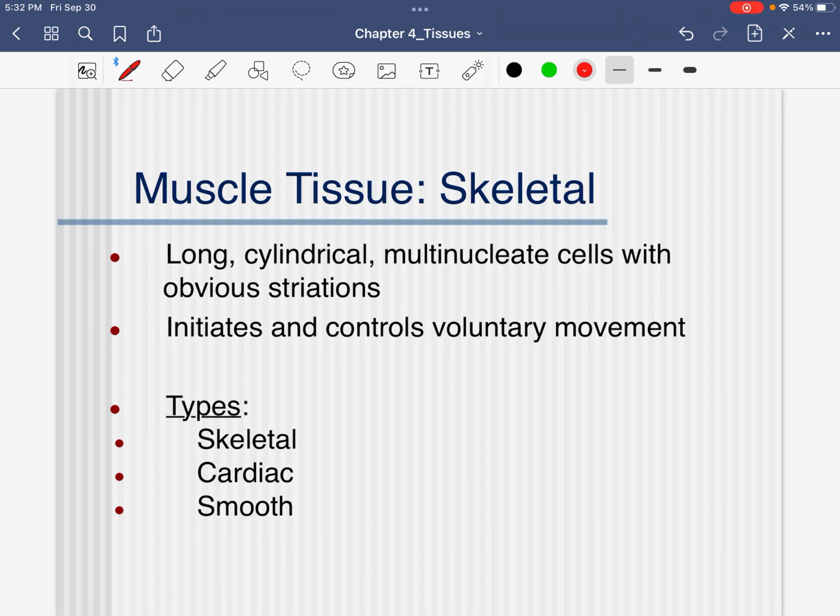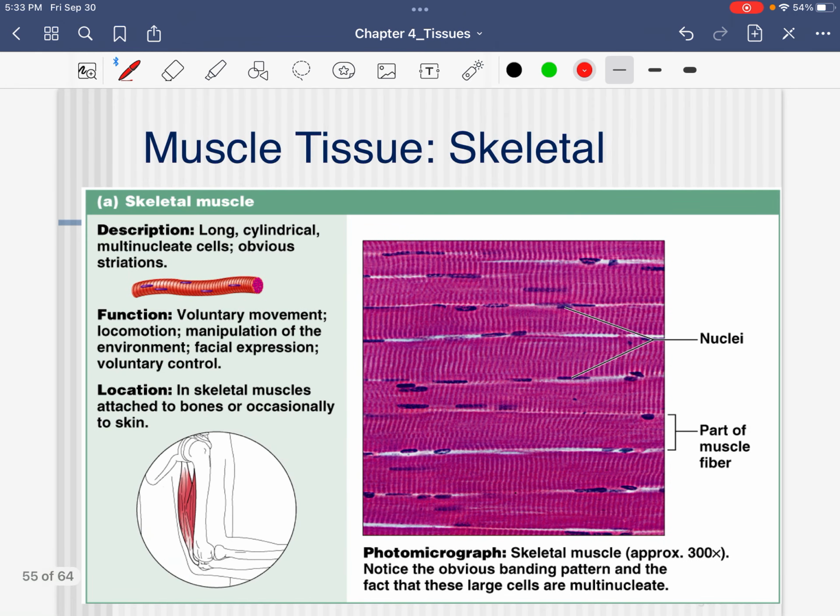Lastly, so of the 4 categories, we did epithelial, we did connective, we just did nervous, and the last category of tissue types is muscle. There are 3 types of muscle tissue: skeletal muscle, cardiac muscle, and smooth muscle. Let's talk about it. These tend to look very distinct. Let's take a look first at skeletal muscle tissue.